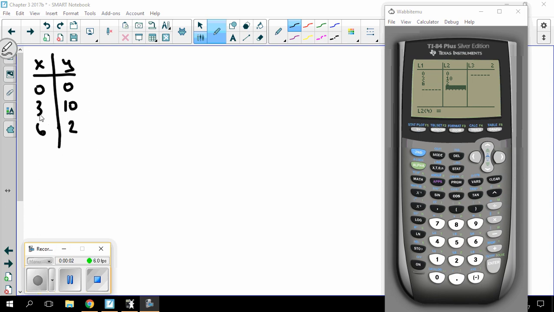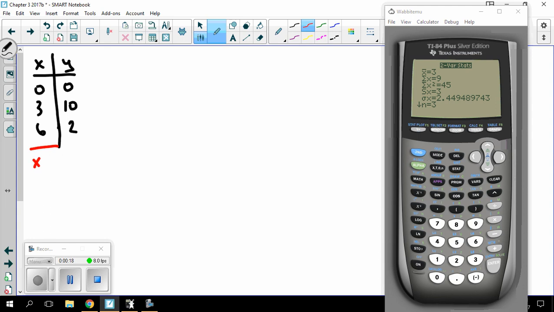Okay, here's a small data set with 3 points for X and 3 points for Y. I've already typed those into my calculator, and I'm going to do 2-var stats on this. And I see that X bar is 3 and Y bar is 4.